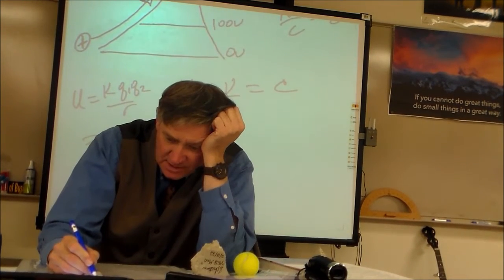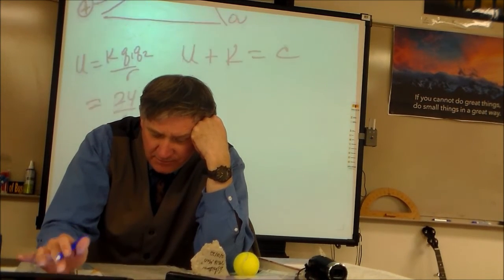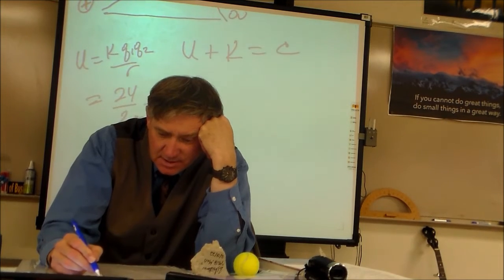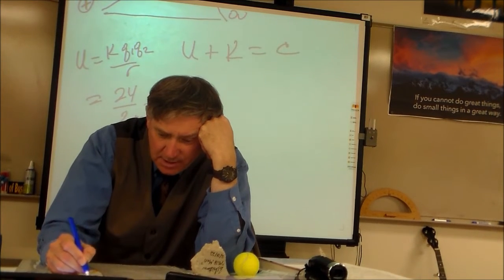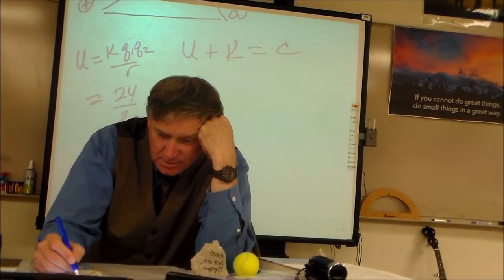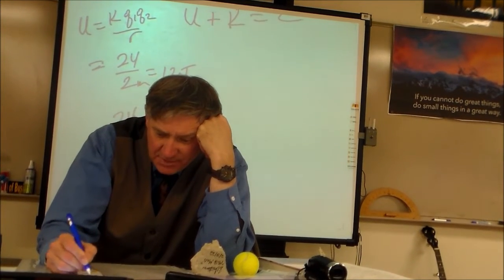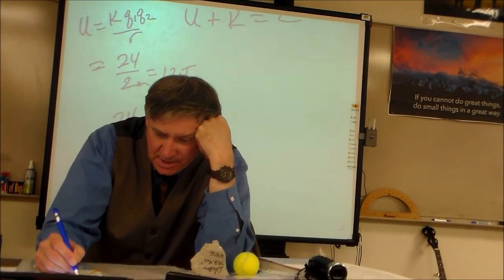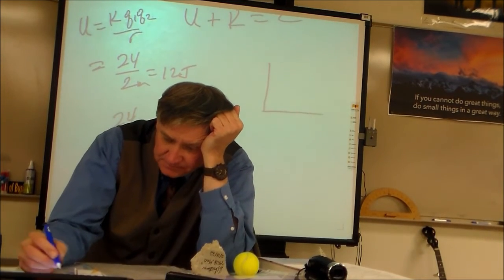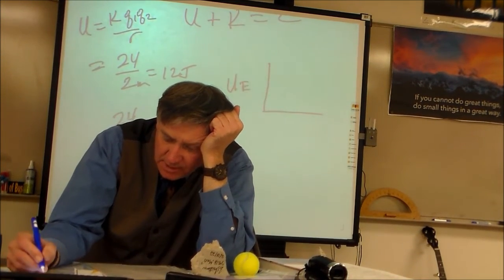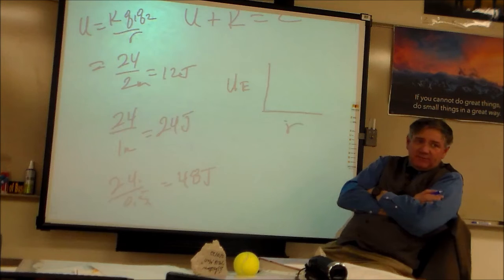So we can have a radius of 2 meters. If I take 24 and divide that by 2, I'm going to get 12. If I go to 1 meter, I'm going to have 24 joules, right? And if I go a half a meter, I'm going to have 48 joules. So if I were to draw a graph of UE versus radius, what would that graph look like?